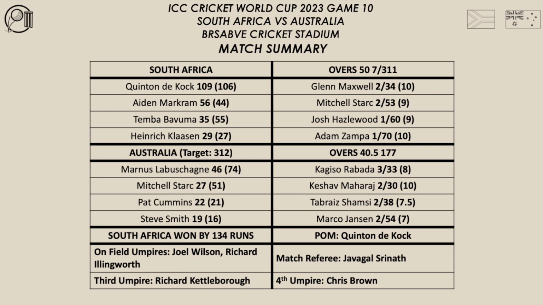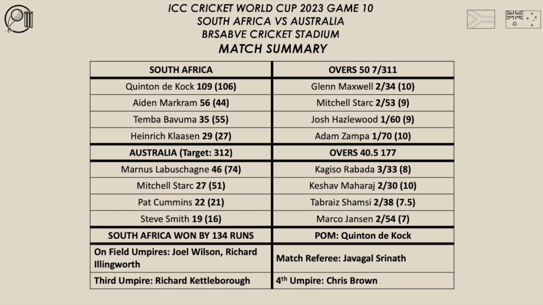Let's have a look at the match summary from match number 10 of the ICC Cricket World Cup for 2023 between South Africa and Australia from the BRSA BVE Cricket Stadium. South Africa batted first and made 7 for 311 from their 50 overs. Quinton de Kock top scored with 109. Glenn Maxwell and Mitchell Starc took 2 wickets each for Australia.